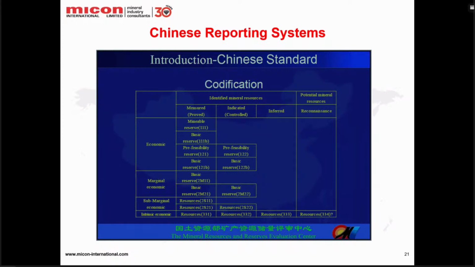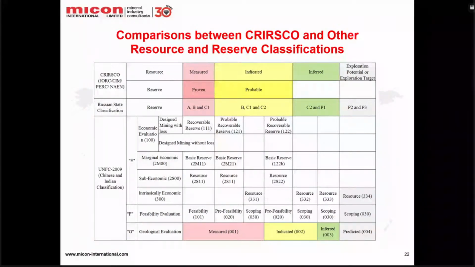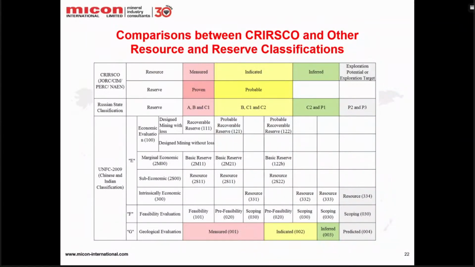Based on our experience at MyCon, we looked at many projects, and we prepared a comparison table between CRIRSCO and other resource and reserve classifications. JORC, CIM, PERC, SAMREC are the main reporting codes for the members of CRIRSCO. Then we have the resources in measured, indicated, and inferred, and we have exploration target or exploration potential. Then we have the reserves in proven and probable categories, and the Russian state classification is only reserves. They use the word reserves, although it includes resources and reserves.